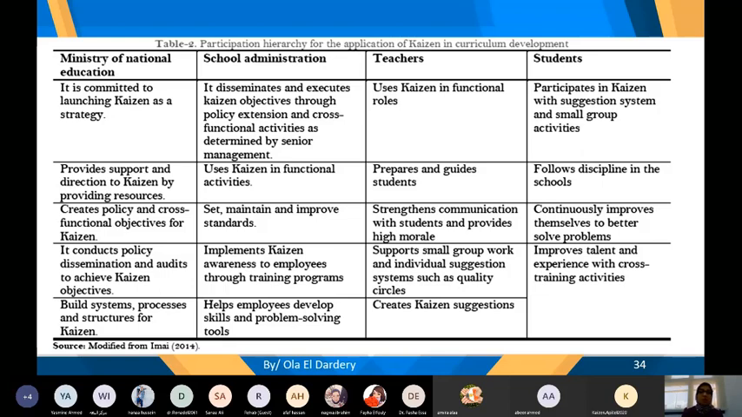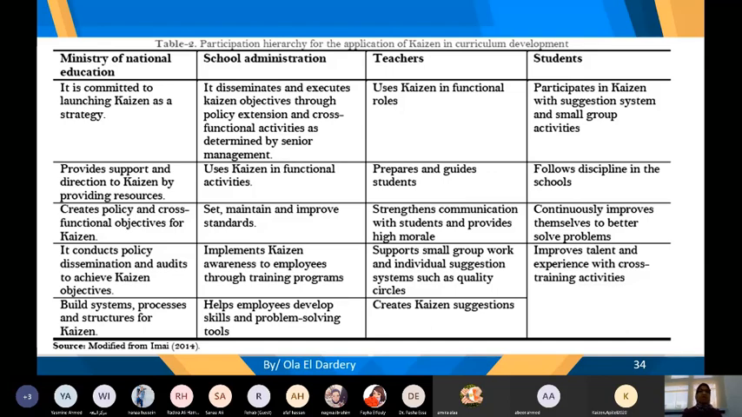When it comes to the school administration, they can execute the Kaizen objectives. So if the ministry puts the objective, the school administration has to execute those objectives and be committed to them as well. They have to use Kaizen in functional activities. So they have to determine what the activities are and start using Kaizen in them. Also, they have to set, maintain and improve the standards. As we said, this is the purpose of every Kaizen. In general, as a philosophy, they have to maintain and improve the work standards that they have.